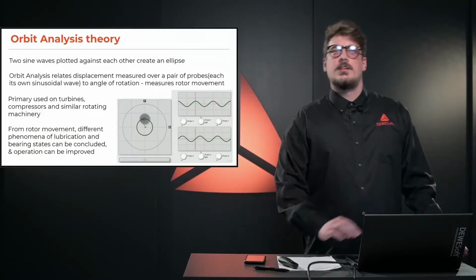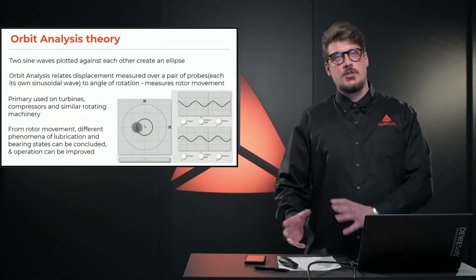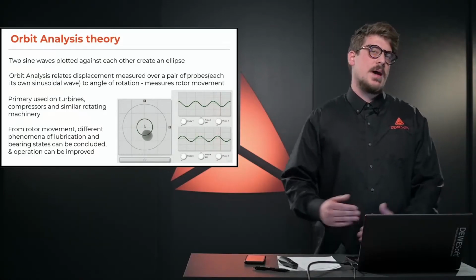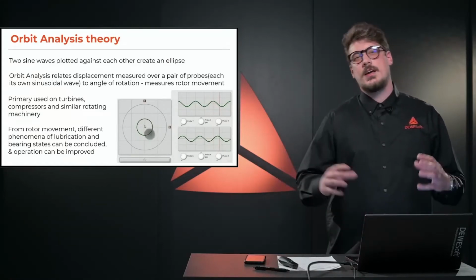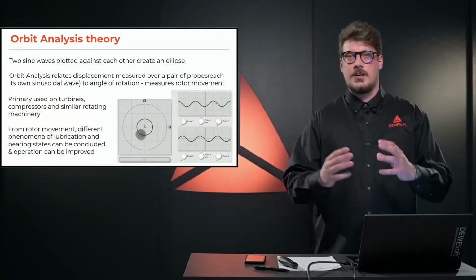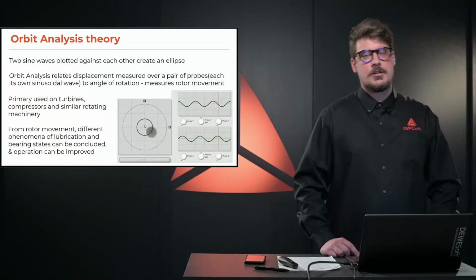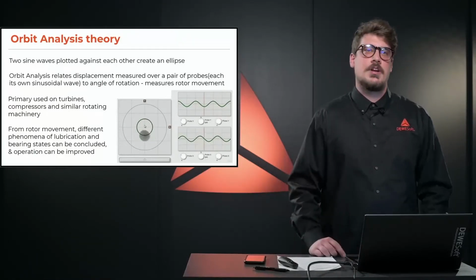By theory, two sine waves plotted against each other create an ellipse. Depending on the amplitude and phase of those two sine waves, of course, they can also create a circle, such as the one shown in the animation on the screen.